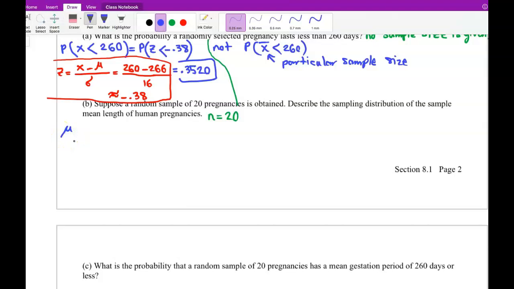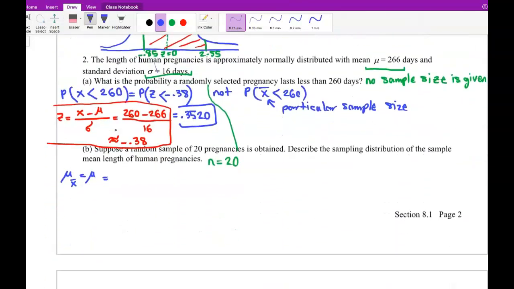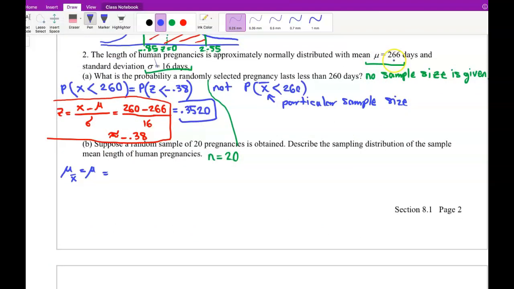So the mean is equal to the population mean, based on what we had here on top. Here we have the population mean of 266, and here we have the sample size. So the mean for X bar is equal to the population mean, and that is equal to 266.